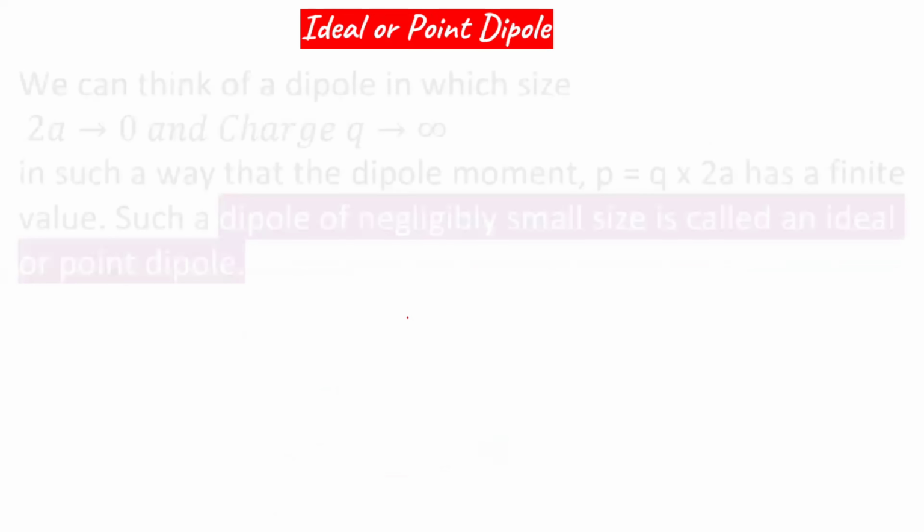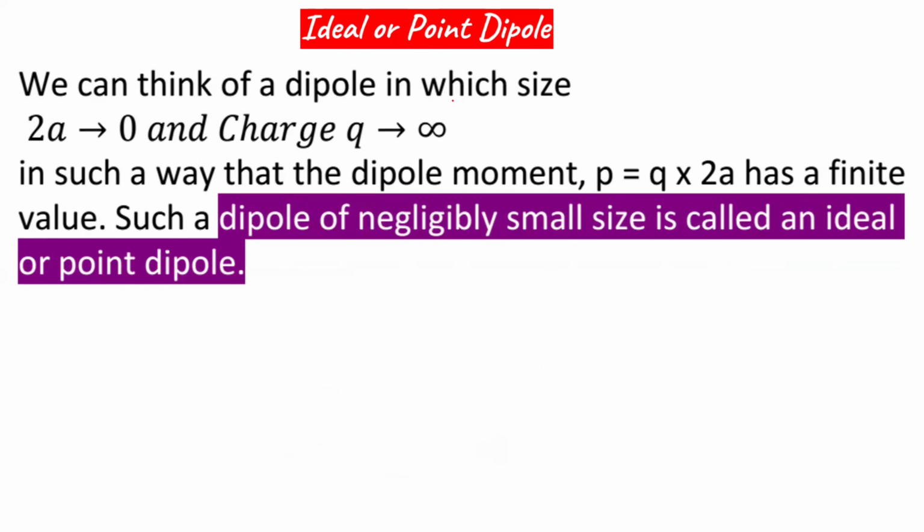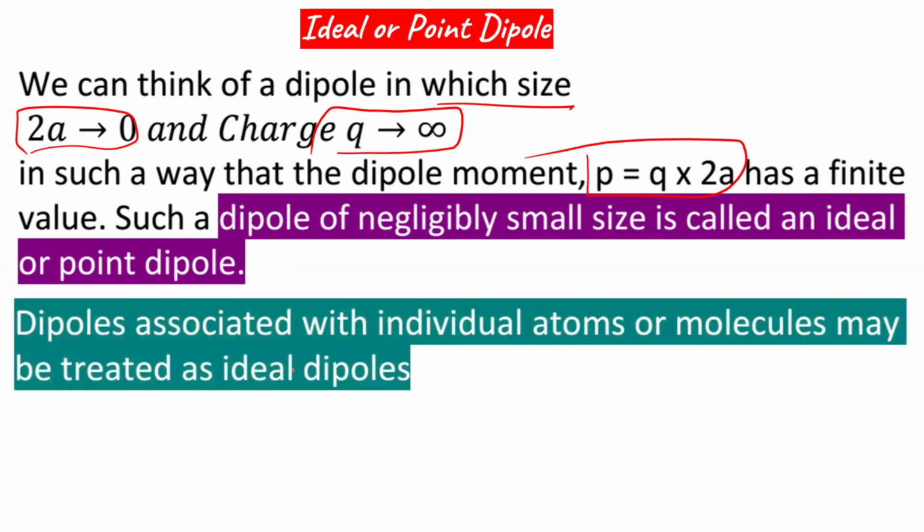Now, ideal or point dipole. We can think of a dipole in which the size 2a, meaning the distance between the two charges, tends to 0 and the charge tends to infinity, in such a way that the dipole moment P is equal to Q into 2a has a finite value. Such a dipole of negligibly small size is called an ideal or point dipole.